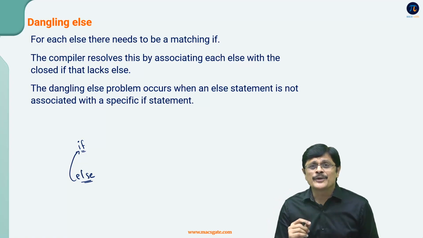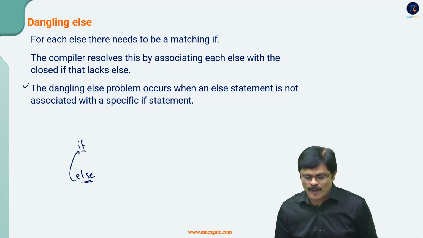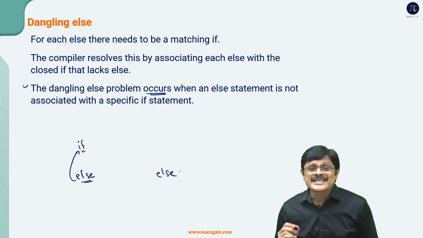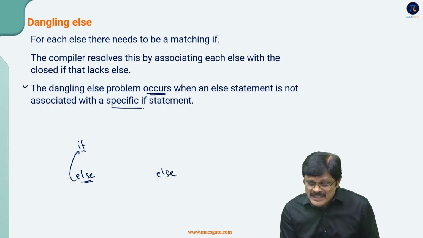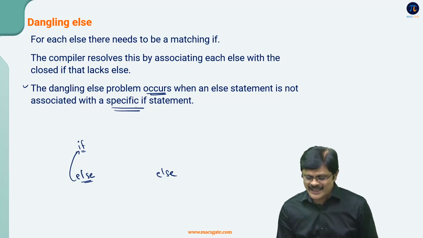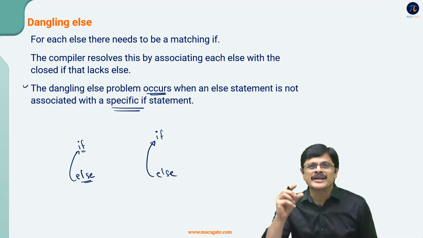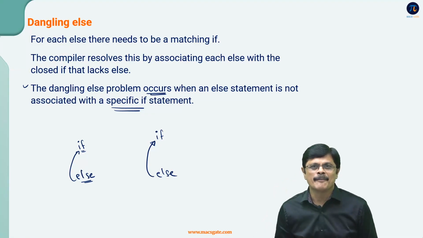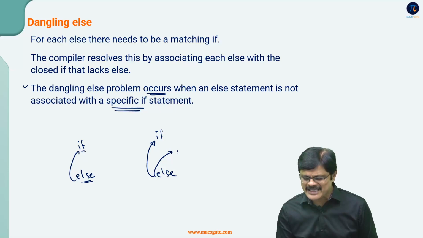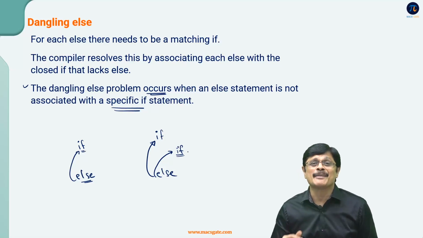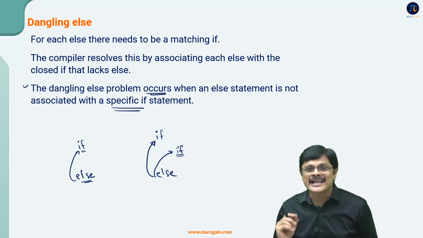Now, what is this dangling else problem? See, the dangling else problem occurs when an else statement is not associated with a specific if statement. That is, you are expecting this else to be associated with a particular if statement, but it is matching with some other if construct. This is what we call the dangling else problem.